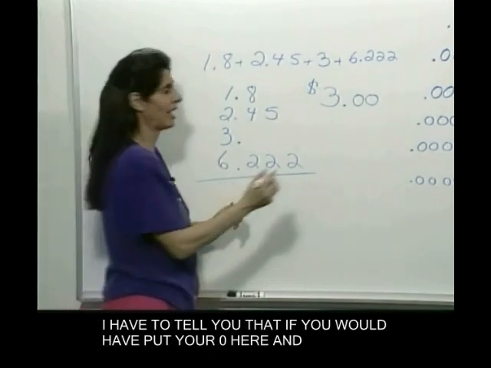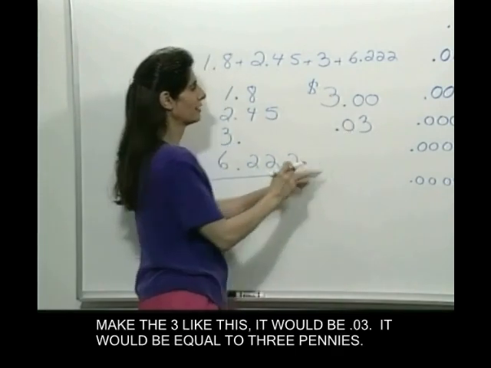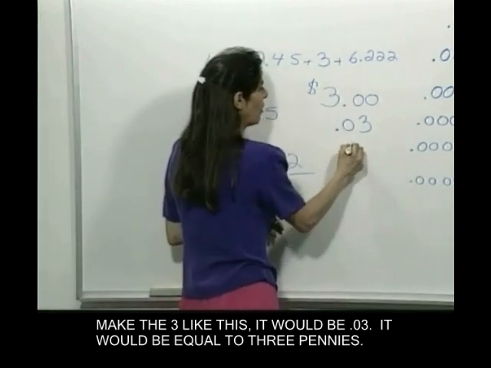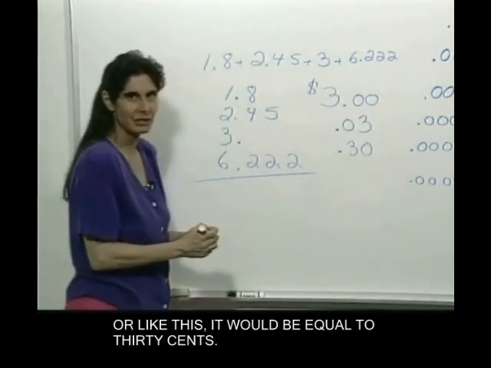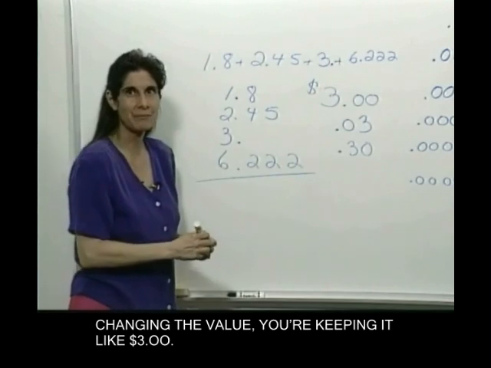Now I have to tell you that if you were to put your 0 here and make the 3 like this, it would be 3 hundredths. It would be equal to 3 pennies. Or like this, it would be equal to 30 cents. When you put your decimal next to the 3 here, you're not changing the value. You're keeping it like $3.